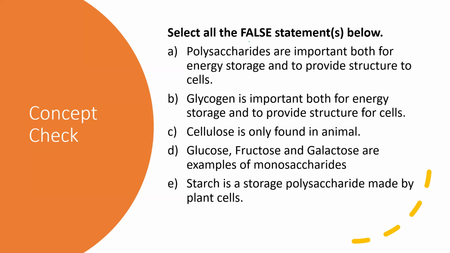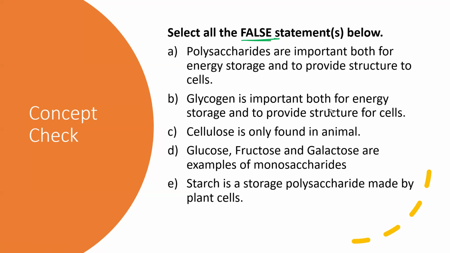We are selecting all the false statements, all the incorrect statements, right? Let's take a look at the first one. Polysaccharides are important both for energy storage and provide structure to cells. That's true. Energy storage would be starch and what else? What do we use to store in the liver? Glycogen, that's right. And structure support would be like cellulose, right? So that is correct. Next one.